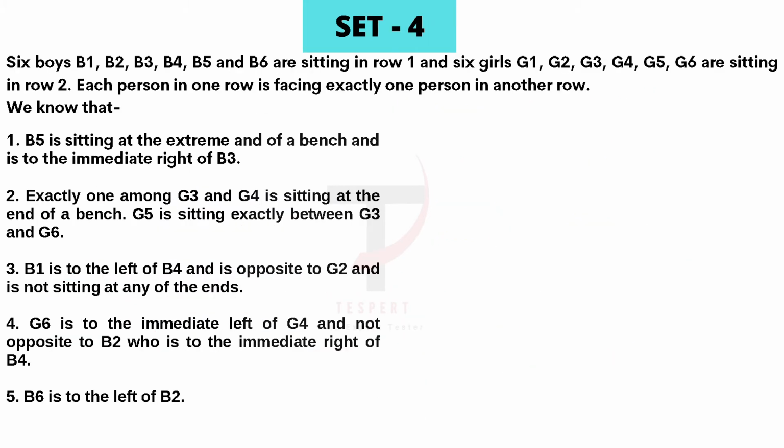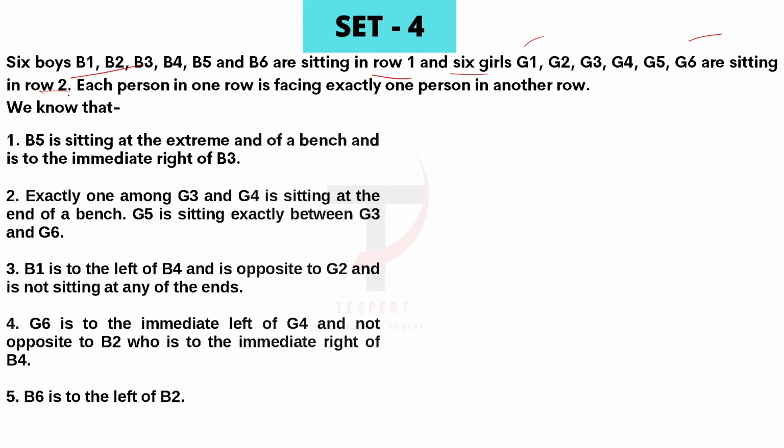Just pause the video and try it on your own. Okay, hope you solved this. So what are the facts given? There are 6 boys from B1 to B6, and there are 6 girls from G1 to G6. Boys are sitting in row 1 and girls are in row 2.